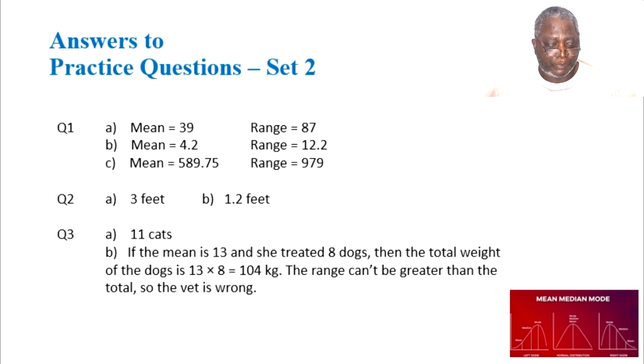And question 3. A. 11 cats. B. If the mean is 13 and she treated 8 dogs, then the total weight of the dogs is 13 times 8, which is 104 kilograms. The range cannot be greater than the total. So the vet was wrong.